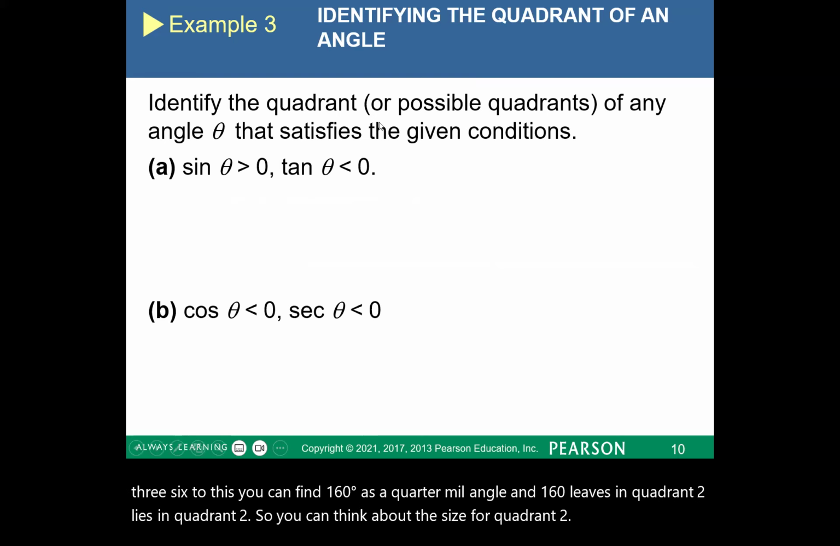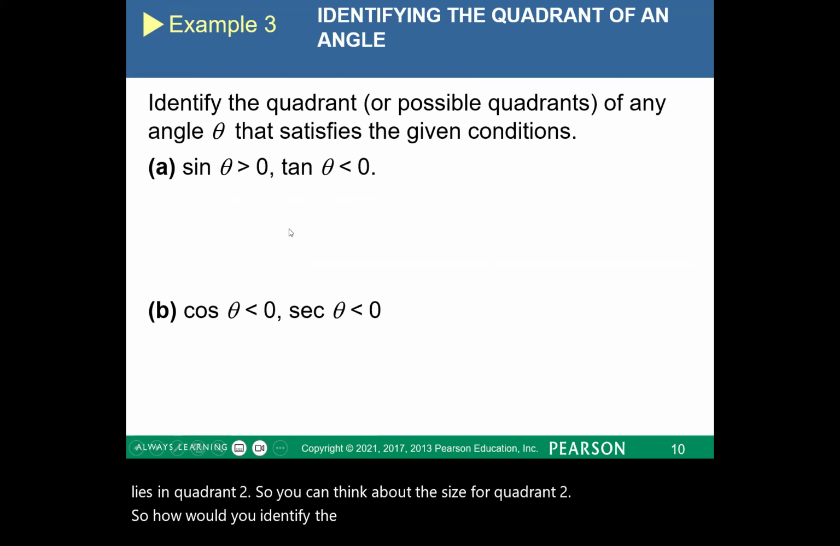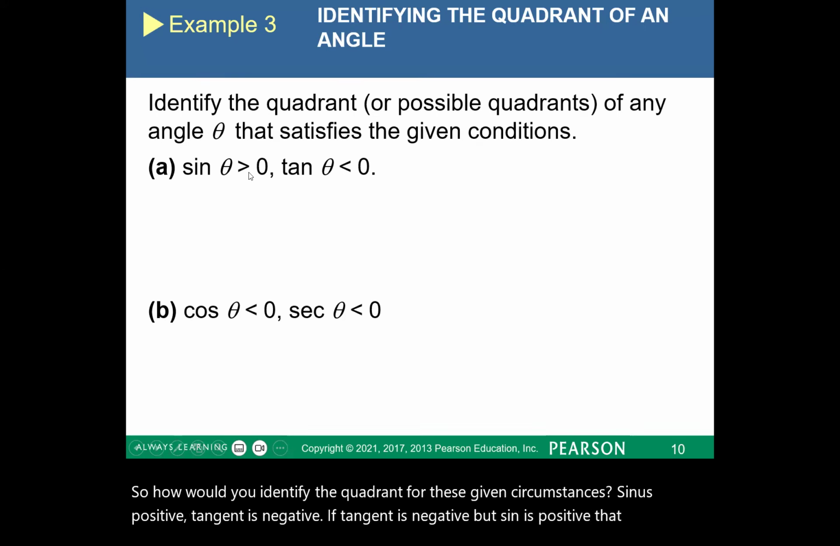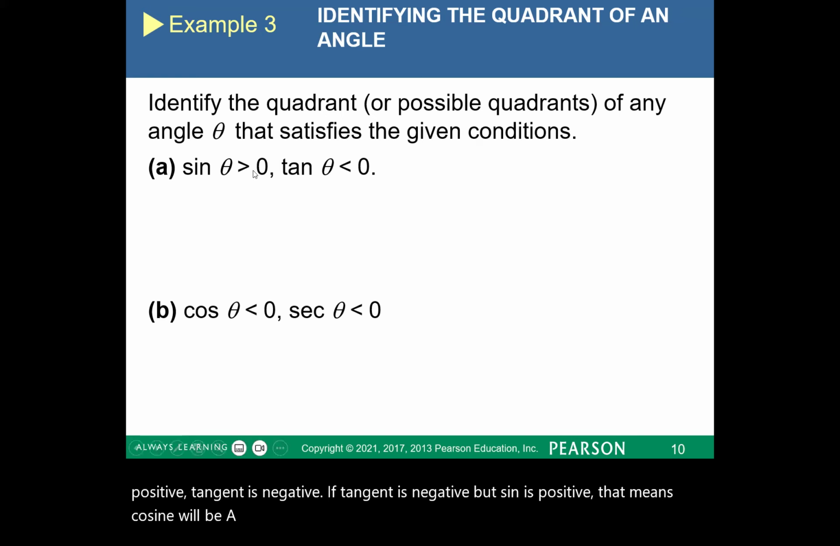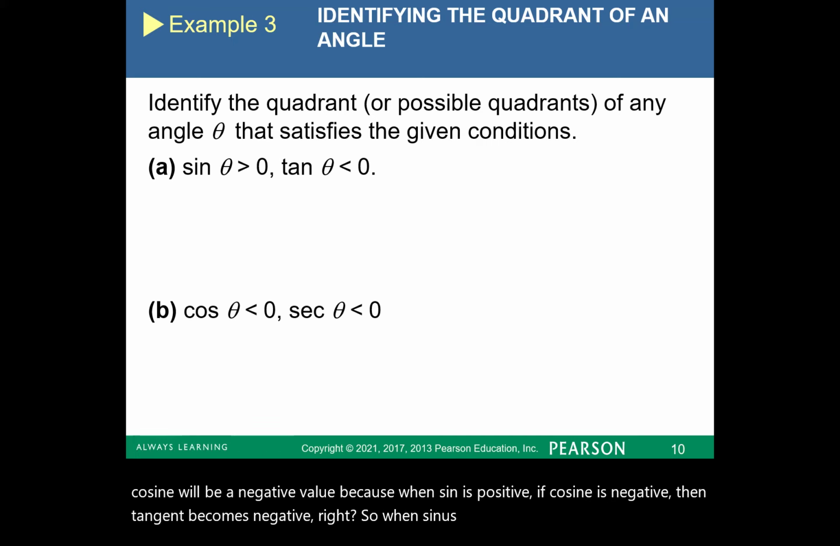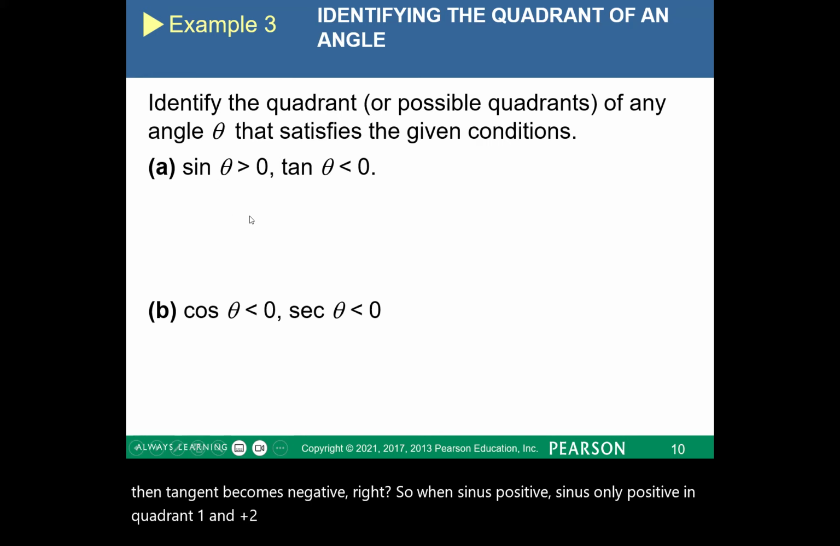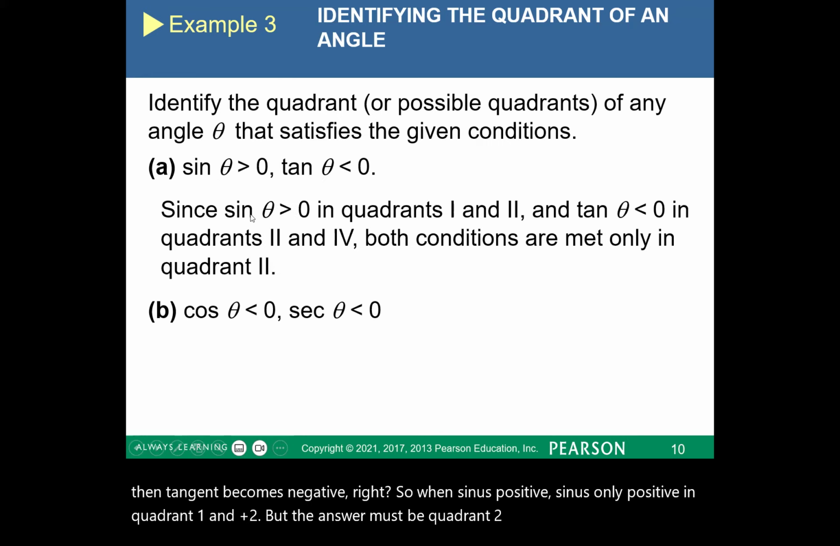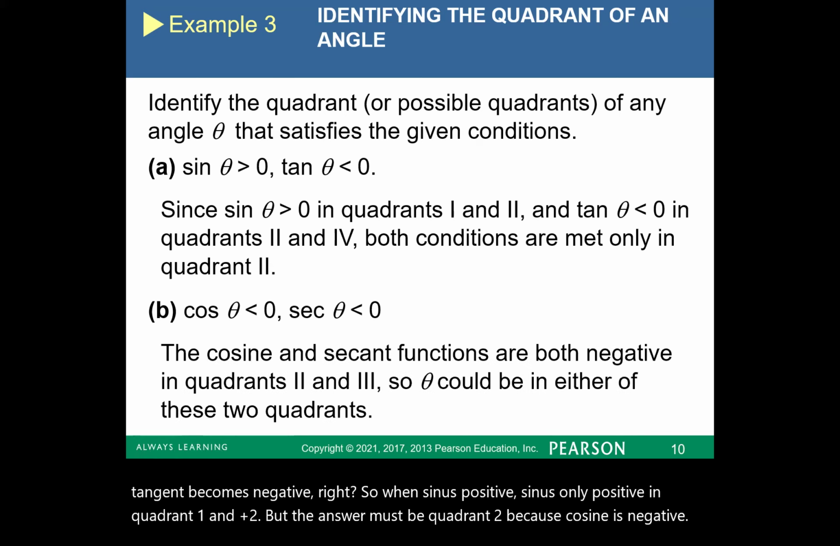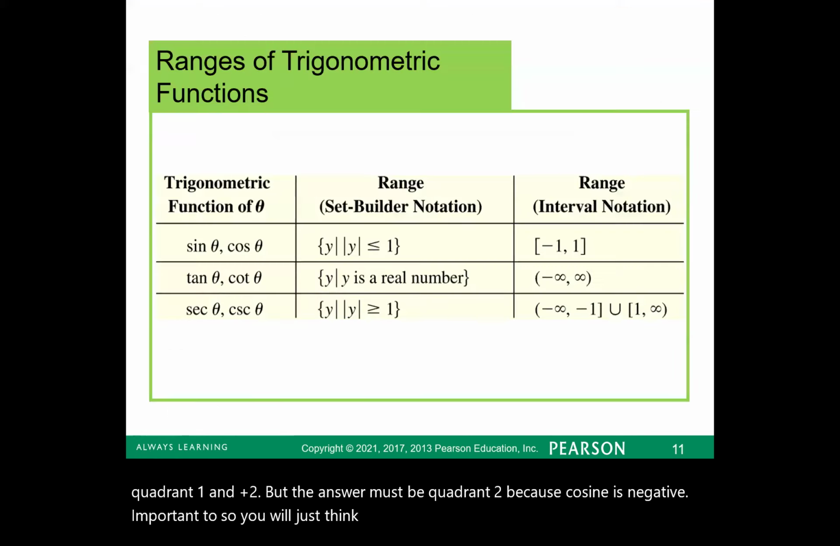So how would you identify the quadrant for these given circumstances? Sine is positive, tangent is negative. If tangent is negative but sine is positive, that means cosine will be a negative value. Because when sine is positive, if cosine is negative, then tangent becomes negative, right? Sine is only positive in quadrant 1 and quadrant 2, but the answer must be quadrant 2 because cosine is negative in quadrant 2. So you will just think about these signs for these given circumstances.